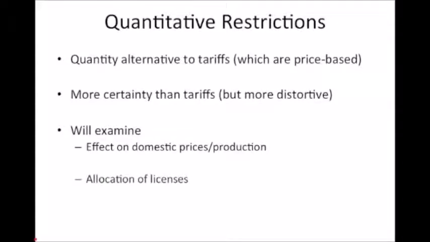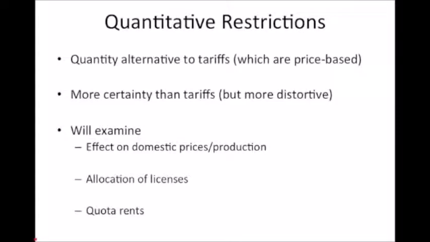We're going to see that there's going to be an important role for the allocation of licenses. Basically, that is a piece of paper that allows someone to bring a product into the market. If you have a physical quantity that's allowed in, the government needs to keep track of that, and when it reaches the limit, the border shuts down. And so the way that this is done is often through the allocation of a license at the border.